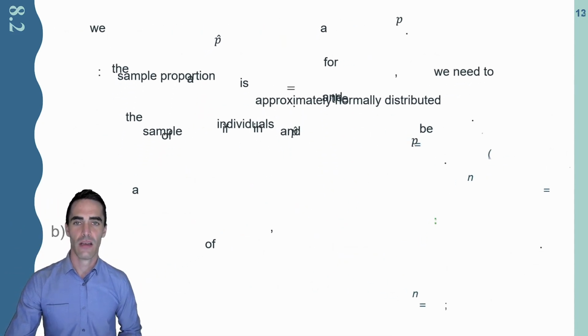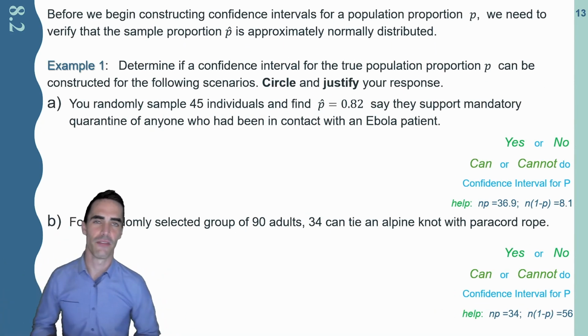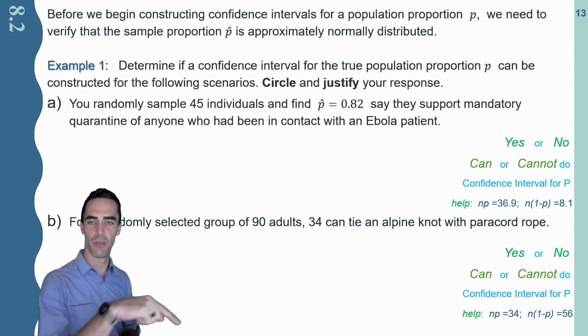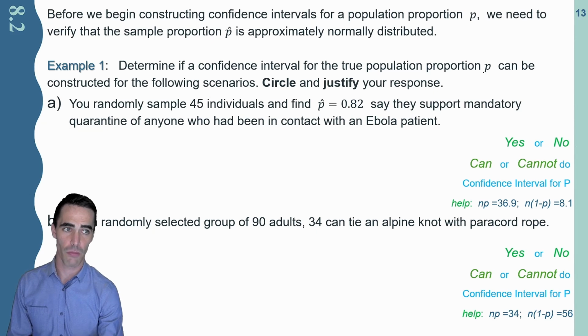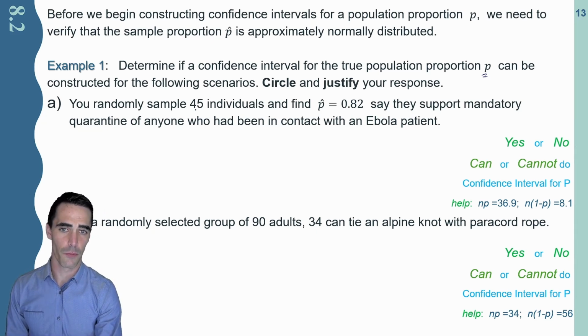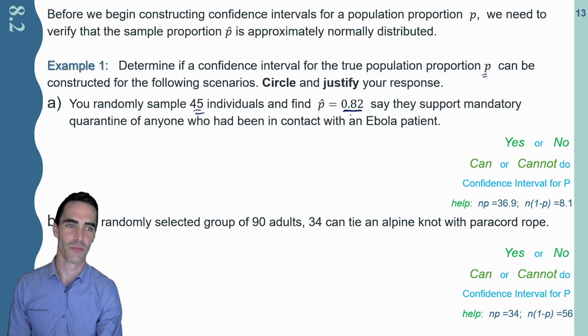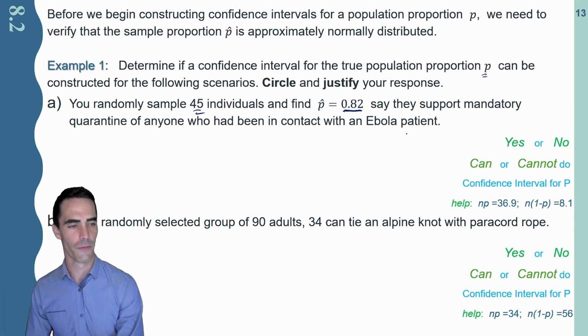In fact, let's look at some examples checking exactly that. Is it even proper to build a confidence interval for the population proportion? Let's get into the first example. Determine if a confidence interval for a true population proportion p can be constructed for the following scenarios. We'll circle and then justify our response. First one, you randomly sample 45 individuals and find a sample proportion p hat to be 0.82 or 82%, and they say that they support mandatory quarantines of anyone who had been in contact with an Ebola patient.